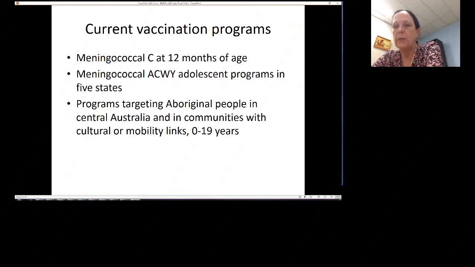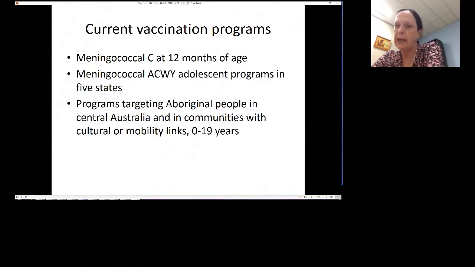And then, as I mentioned, just in the past month or two, programs targeting Aboriginal people in Central Australia and in communities with cultural or mobility links to Central Australia have started in South Australia, Northern Territory, Western Australia and Queensland. These vary a bit depending which state or territory you're in, but they're mainly targeting 0 to 19-year-olds, and they're being run out by prioritising first off the communities that are already most affected by the outbreaks, and then gradually spreading out to other communities that have links with the affected communities.